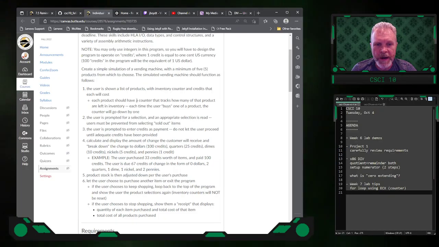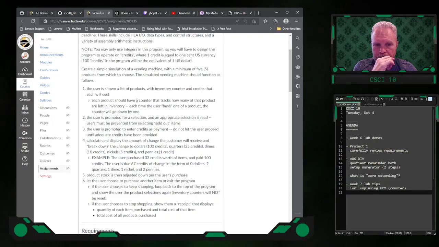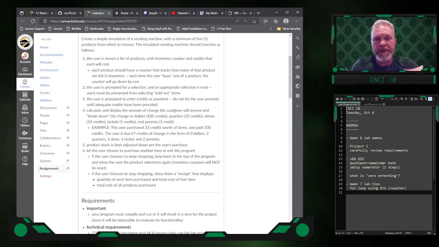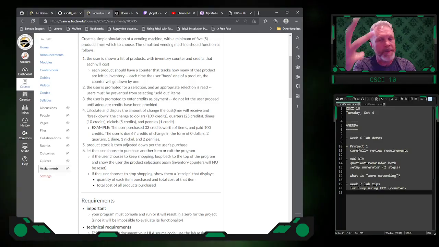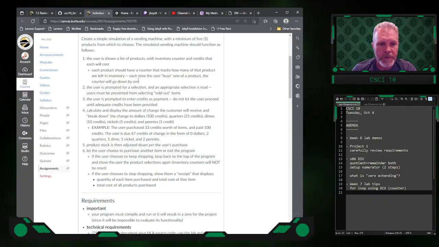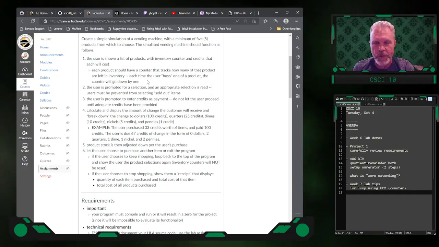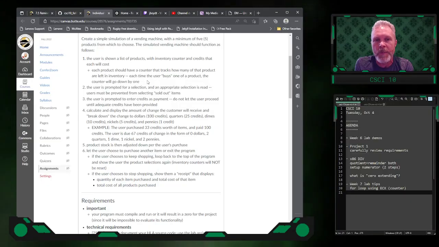We show a list of products. They show their inventory numbers. And so your display should update. Every time a person buys something, the menu of options should update itself and should show the counters going down. So that's what this is all talking about. And I will be looking for that, of course, because it's a way for me to evaluate whether or not your counters are working, is to see them working on the screen.